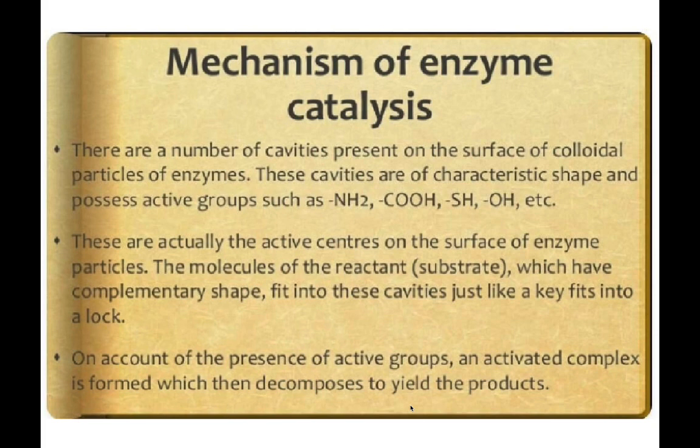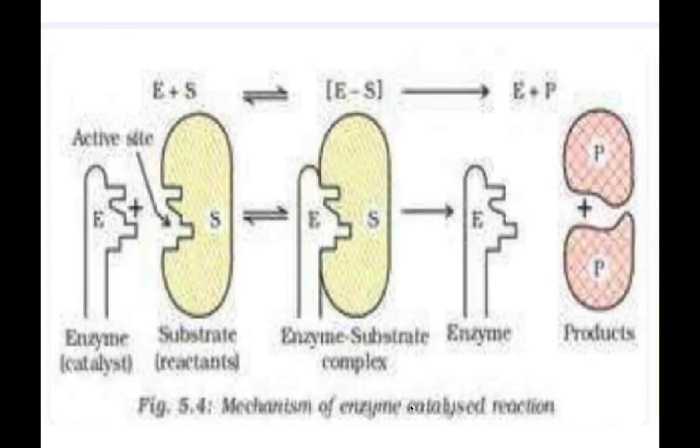Substrates, which are the molecules of the reactants, have complementary shape. They fit into these cavities just like a key fits into a lock. On account of the presence of active groups, an activated complex is formed, which then decomposes to give the products. Enzyme catalyzed reactions are considered to proceed in two steps. You can see in the figure, the first is E plus S, in the middle ES, and finally the products E plus P.